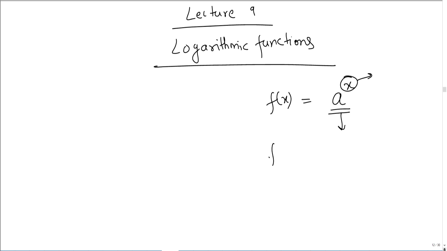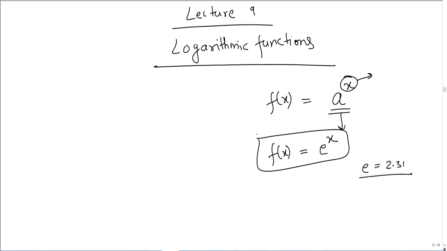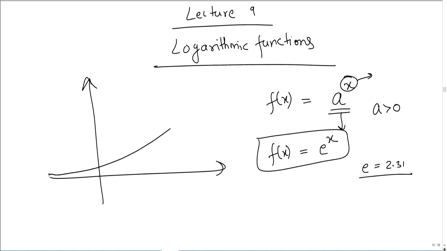In a standard exponential function, this constant base is e, which has a value somewhere around 2.71. It is called Euler's number. So the standard exponential function is e to the power x. Here the base is greater than 0, x can take any real value, and the graph of these functions looks something like this. This is how the graph of an exponential function typically looks.